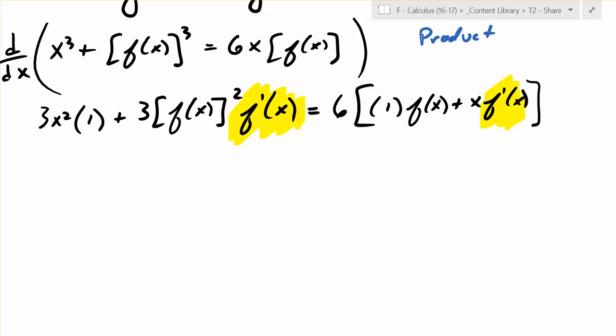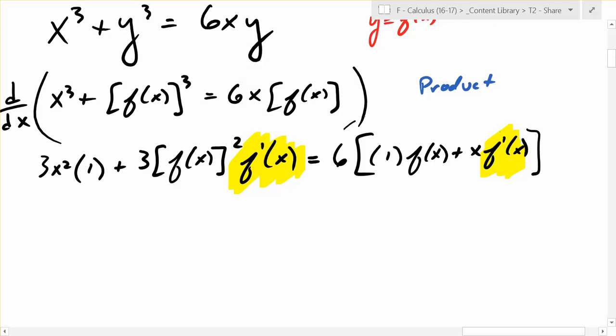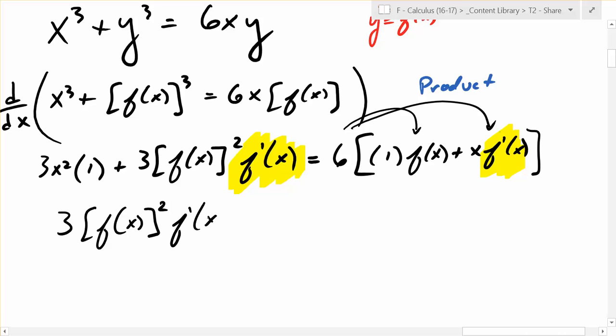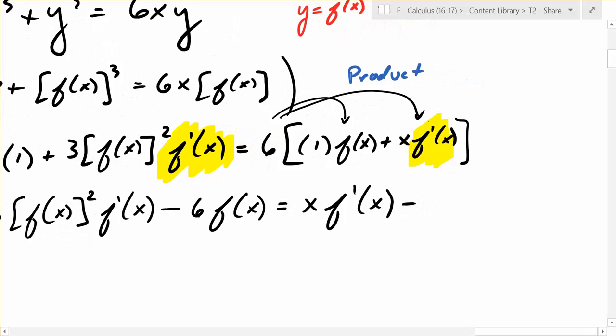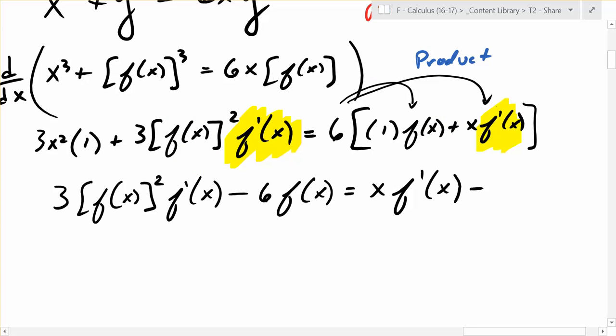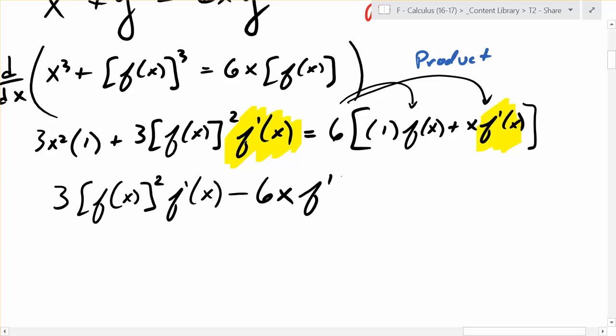So you also keep in mind that that 6 gets multiplied in, right? So what do you get here? 3 times f of x squared f prime of x, like this. And then what should I subtract? Minus 6 what? 6 f of x, right? Equals x f prime of x minus what? I want to move that over, right? Minus 6x, I'll put it all on the left, okay?